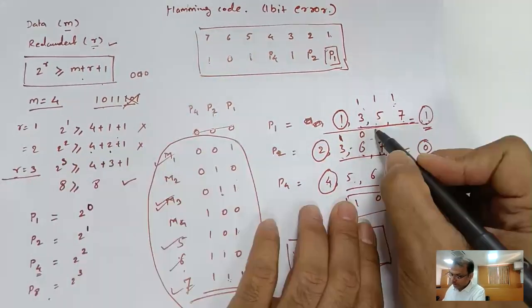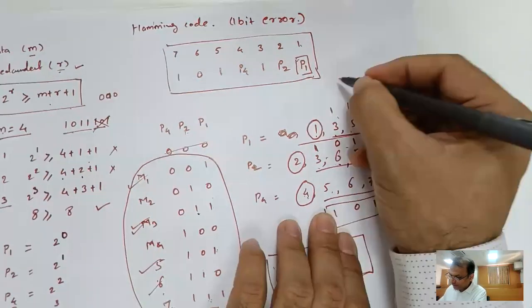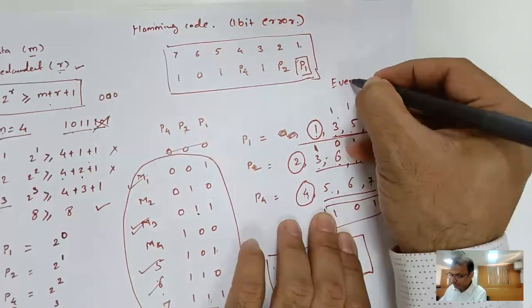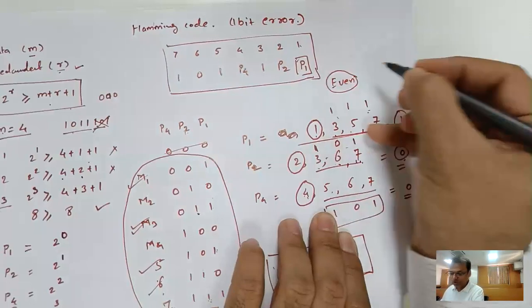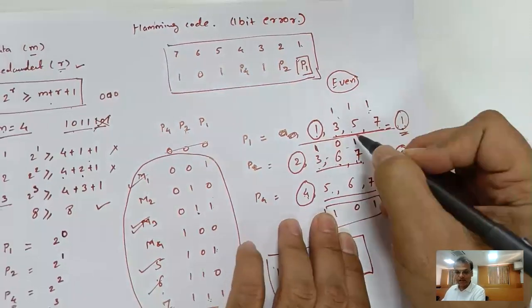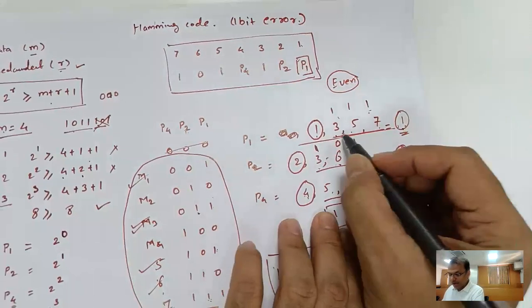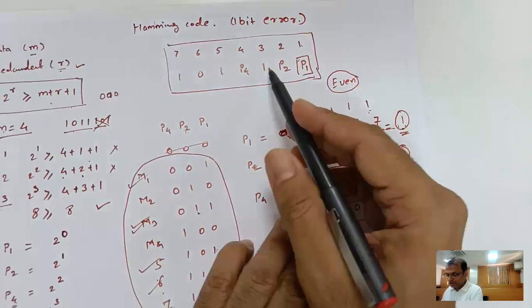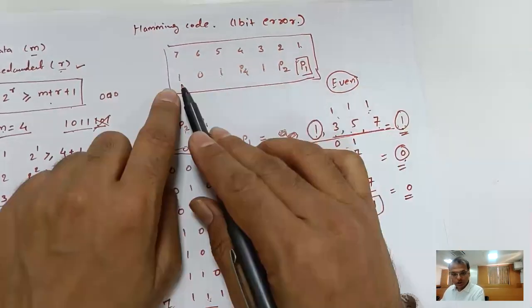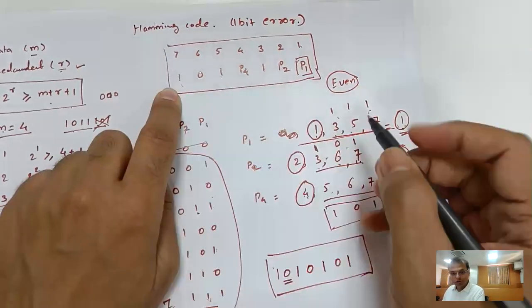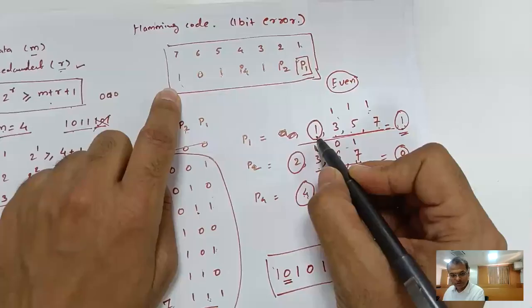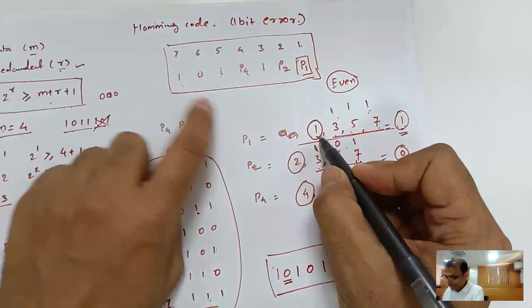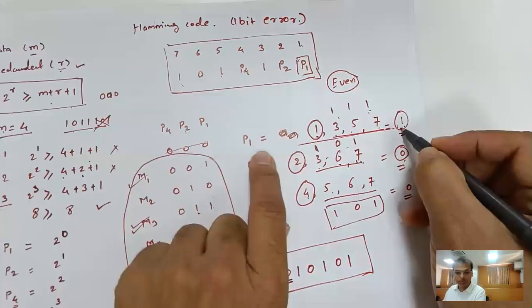Okay, so if we work with even parity, that means you have to make the parity even. Now, right now, what is this parity? With 3, 5 and 7, it is odd. To make it even, what should be the value of P1? Sir, 1. It should be 1. So that's why we have got the P1 value as 1.